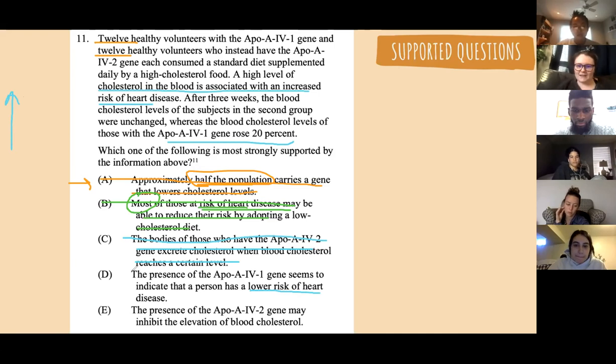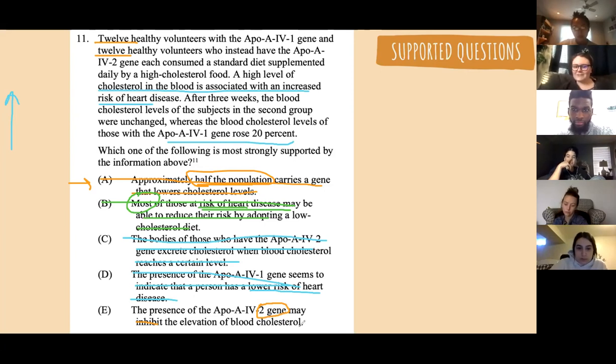All right, and then Ahmed, do you know why E is right? I mean, no, that's why I need an explanation. I don't know, because it says the presence of the APO gene, well, the second one anyway, may inhibit the elevation of blood cholesterol. Do you know what the word inhibit means? Isn't it like instill, like prevents? Prevent? So the presence of having... Okay, so it makes sense. I get it. Yeah, so that might be just a word mix up. So the presence of gene 2 may prevent the elevation of blood cholesterol.